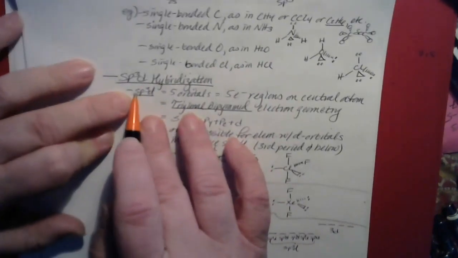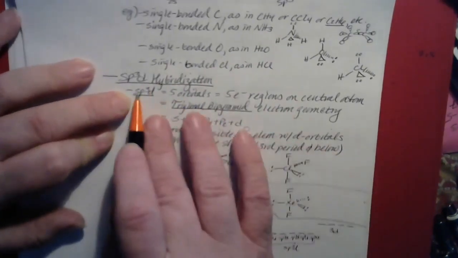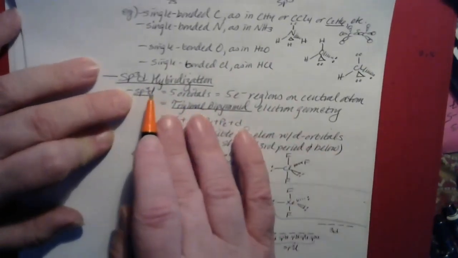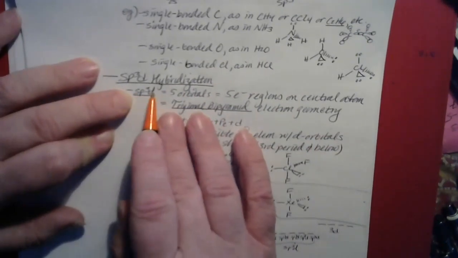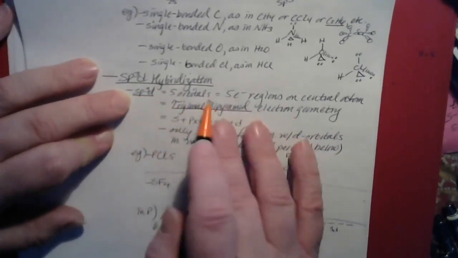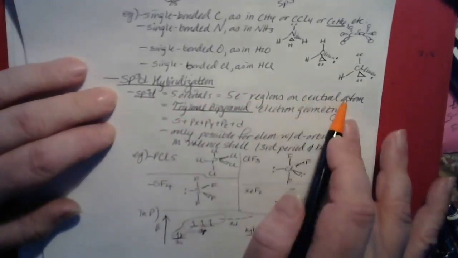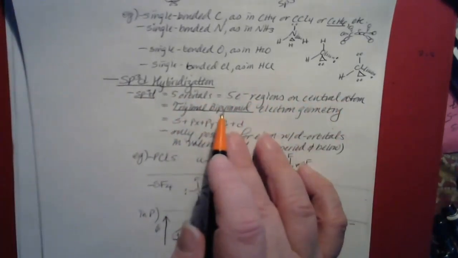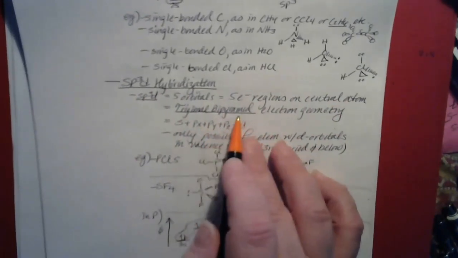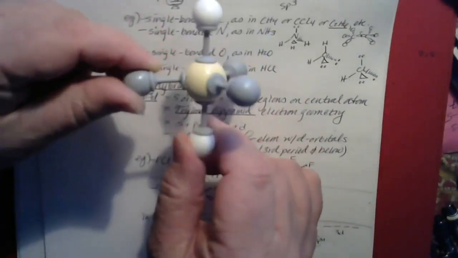Okay, so if you're making a hybrid out of the s orbital, all three p orbitals, and a d orbital, that's 5 different orbitals that are coming together. And that means 5 regions of electrons on the central atom. And of course, that means trigonal bipyramid electron geometry. And that was this guy here.